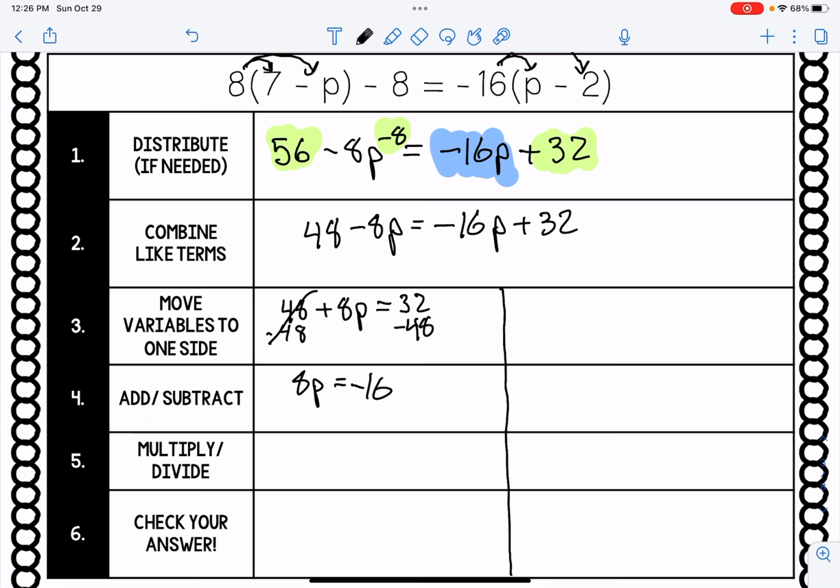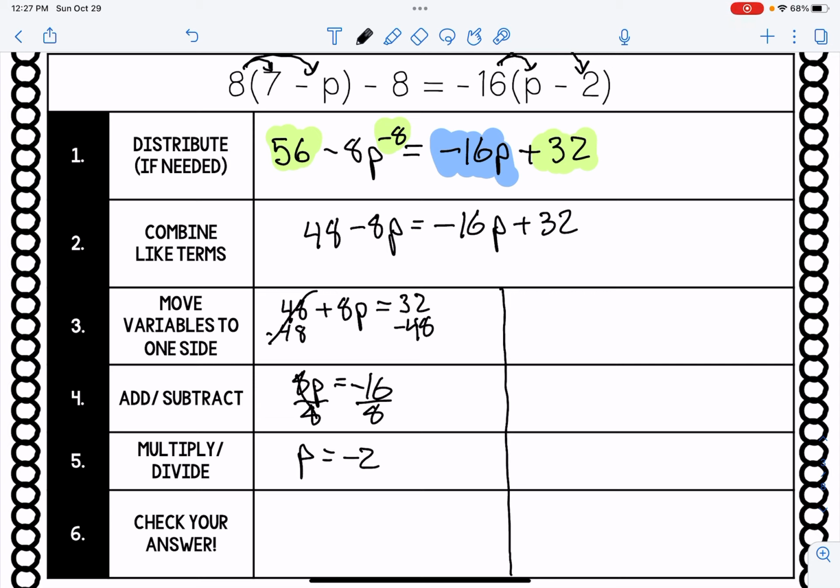Just double checking in my head. All right. And next up, we have to multiply, divide. We're at our multiply, divide step. So divide by 8 and divide by 8. P should be equal to 16 divided by 8 is 2. Negative divided by a positive is negative. P should equal negative 2.